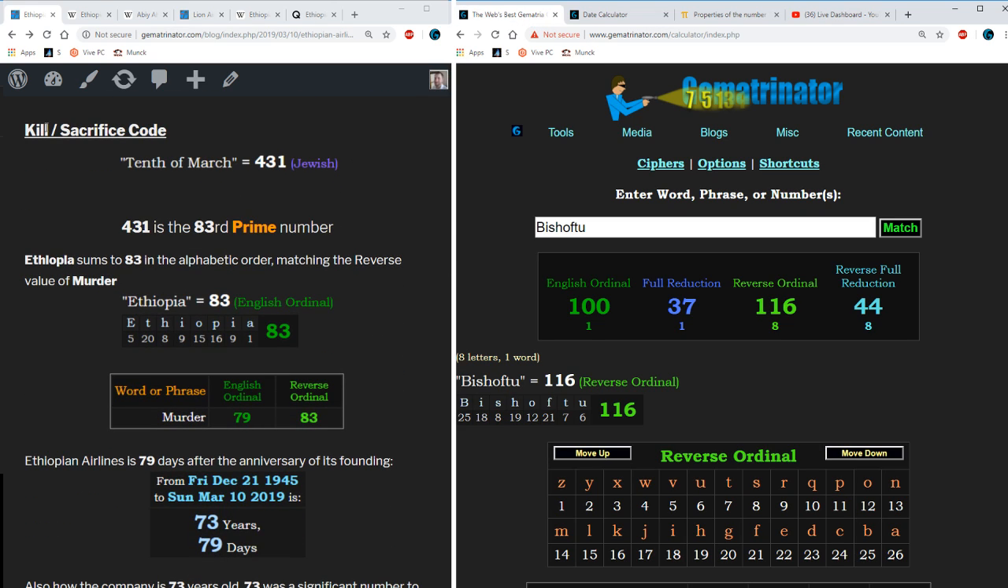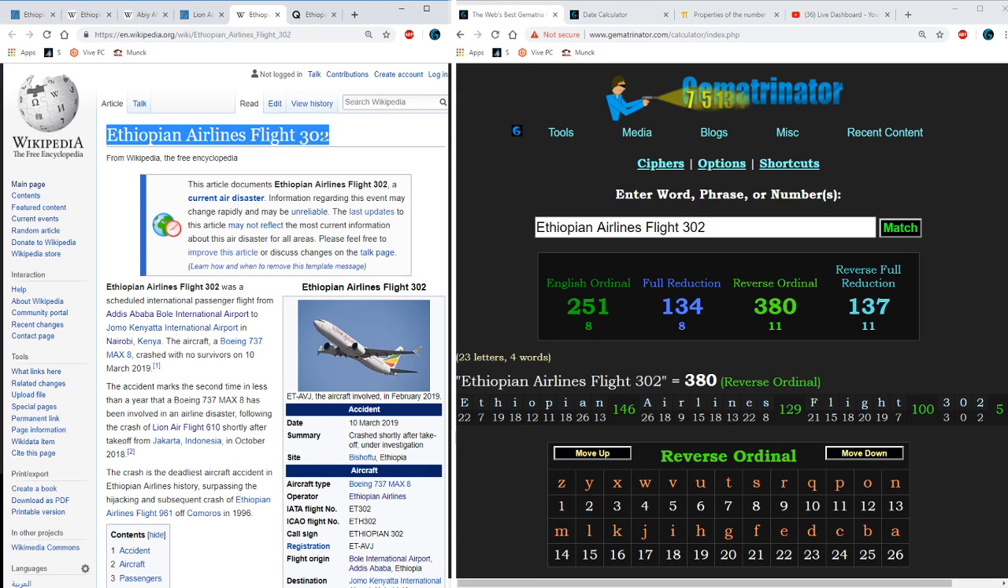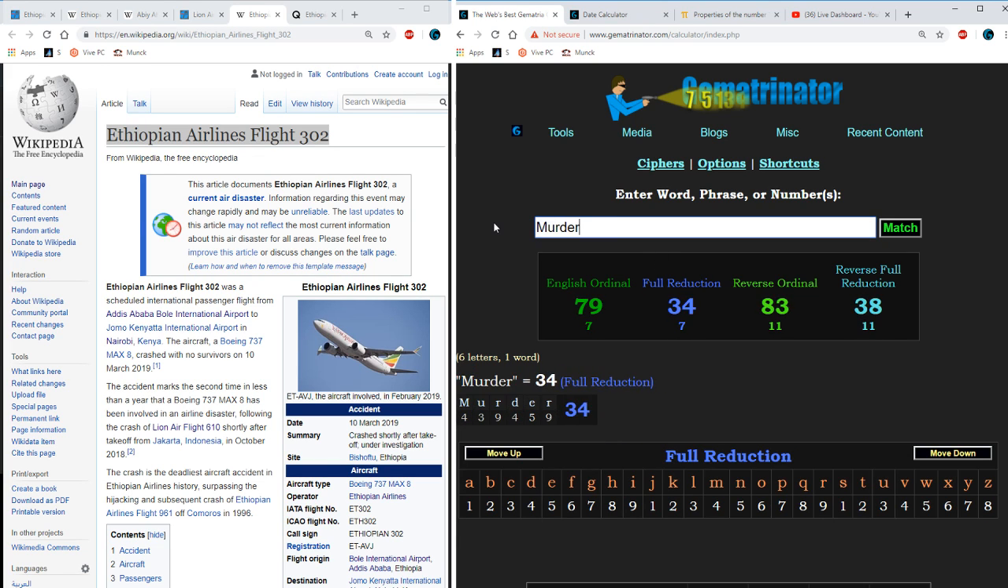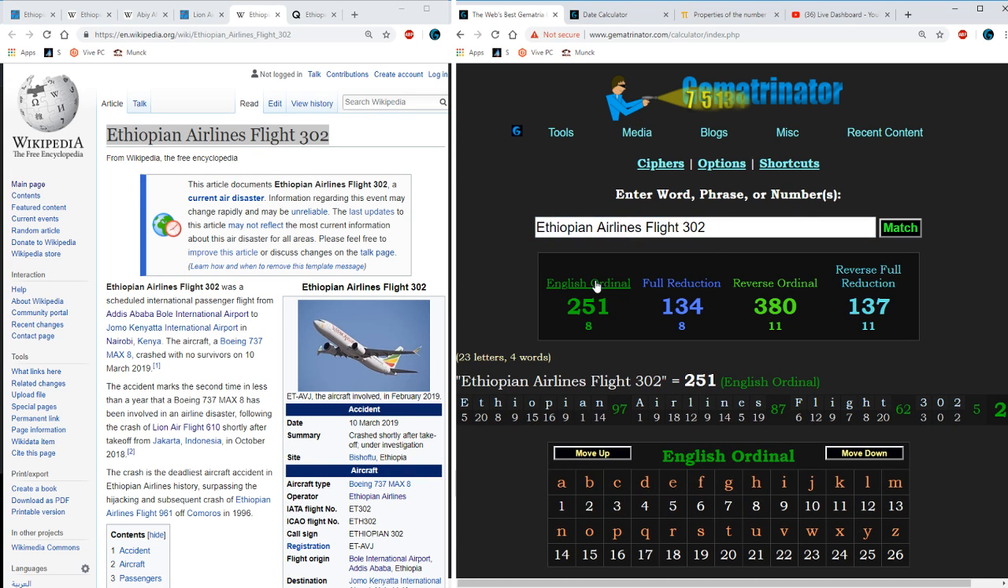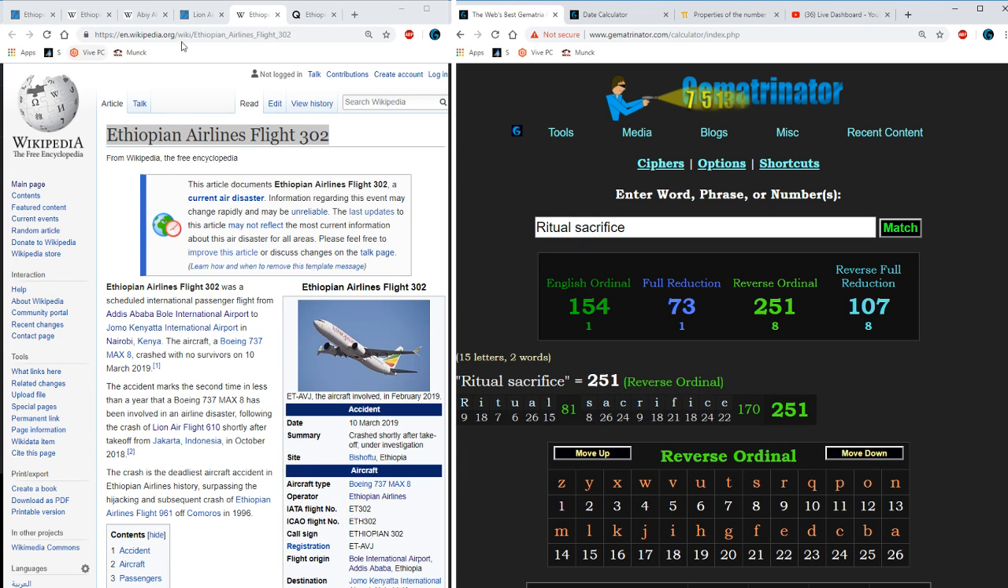Next, we're going to look at this kill and sacrifice code. The numbers of killing and sacrifice heavily coded into this incident. And let's just start with the gematria of Ethiopian Airlines Flight 302, such as the Wikipedia article here is labeled. Notice how this sums to 380 in reverse. The word death equals 38, so does the word killing. 38. Murder. 38. Using the alphabetic order, this sums to 251. Ritual sacrifice equals 251 in reverse.